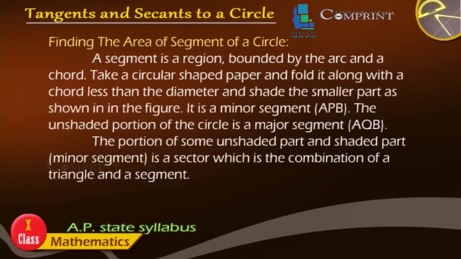Finding the area of a segment of a circle. A segment is a region bounded by the arc and chord. Take a circular shaped paper and fold it along a chord less than the diameter and shade the smaller part as shown in the figure. It is a minor segment APB. The unshaded portion of the circle is a major segment AQB.